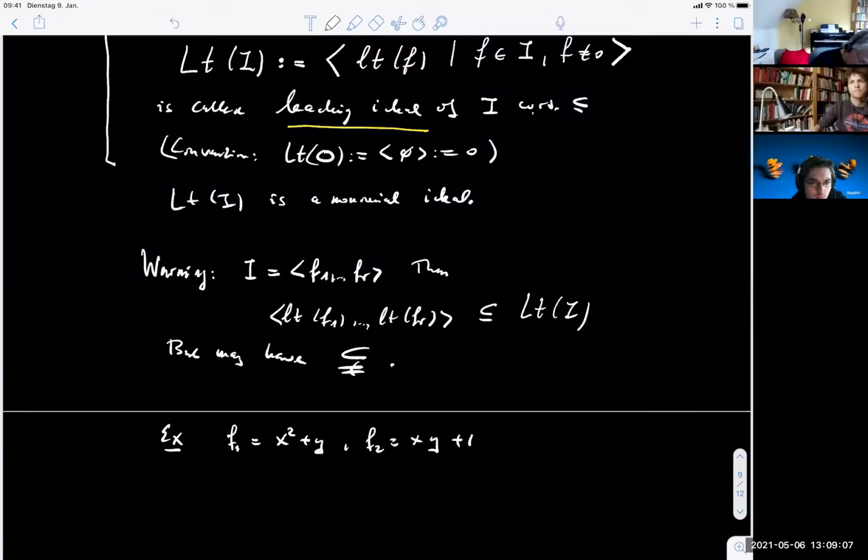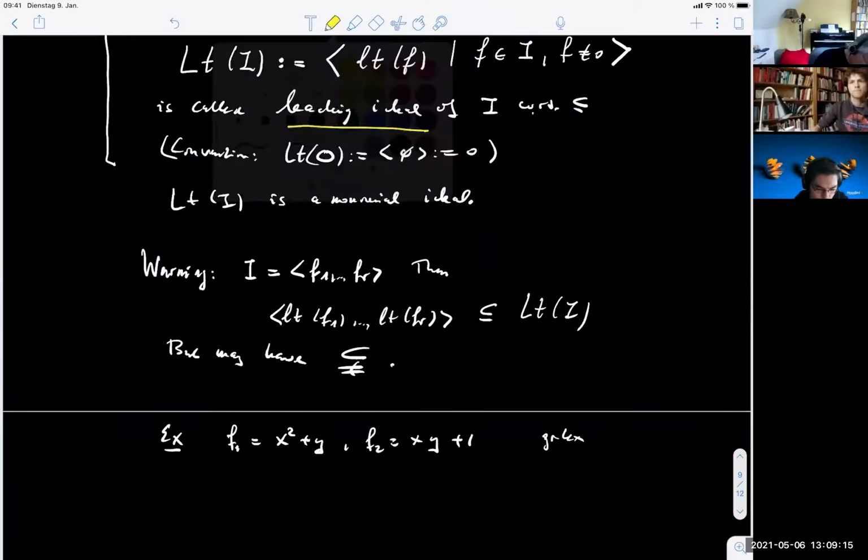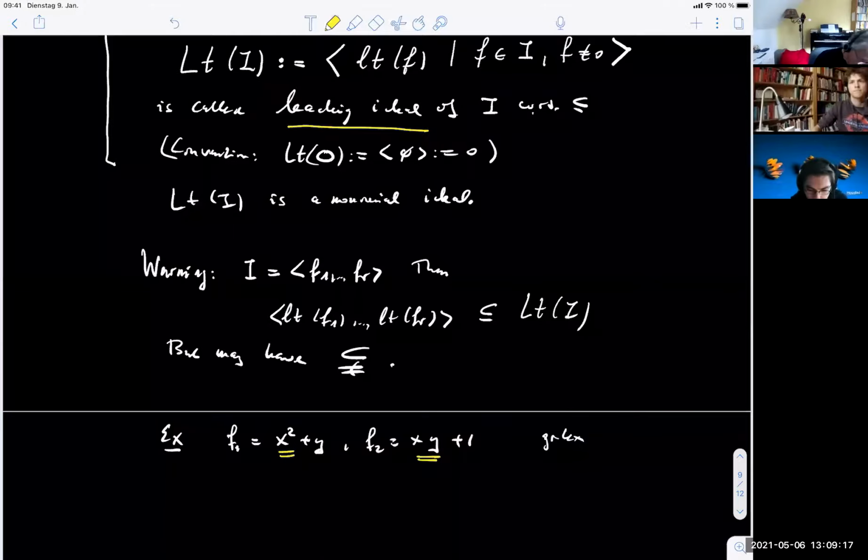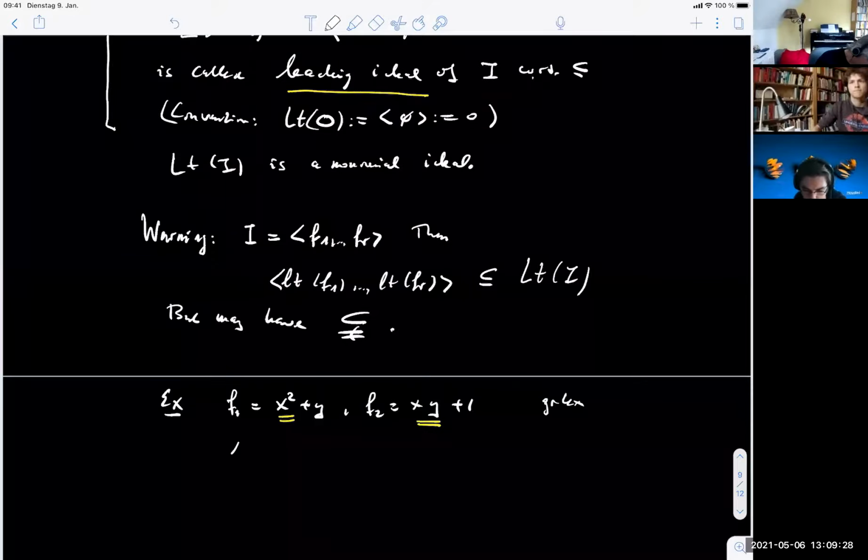Yes, and I use graded lexicographic ordering. This defines my term order. If I mark just the leading terms, these will be the leading terms. Now I compute the leading term of F1 and the leading term of F2. So this is the ideal generated by x squared and xy.